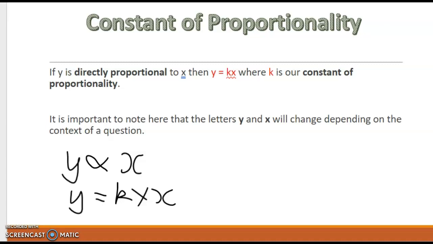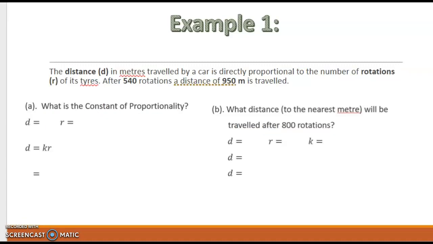And it's important to note here that it may not be y and x, it may be r and t. Let's have a look at an example. If I've got the distance in meters travelled by a car is directly proportional to the number of rotations of its tyres. After 540 rotations, a distance of 950 meters is travelled, and they're asking us to find what is the constant of proportionality. So in all these questions, the first thing you're going to do is write your equation from that first sentence, and it is written here for you.